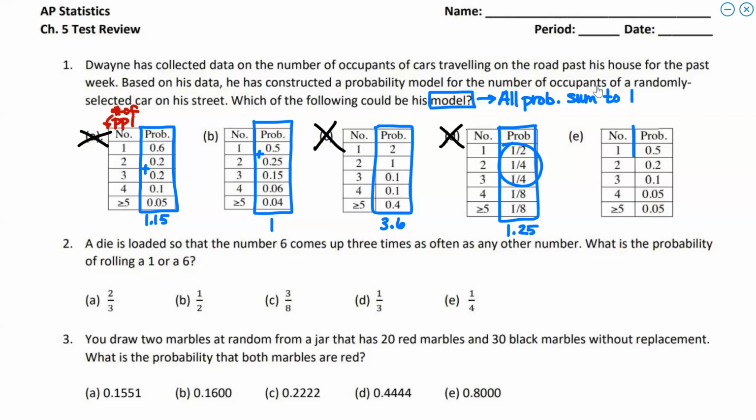What about this last one? Will this add to 1? Is it bigger than 1? It's less. 5, 6, 7, 8. This adds to 0.9, which is not equal to 1. It has to be equal to 1 in order for it to be a probability model. So correct choice, B.